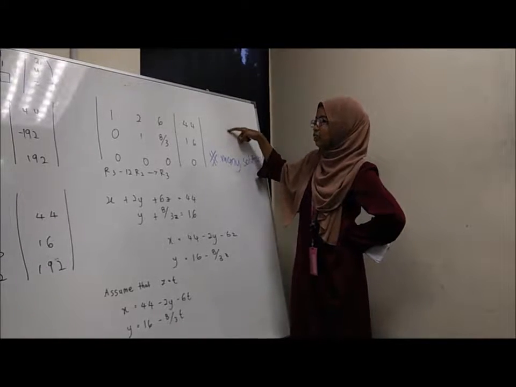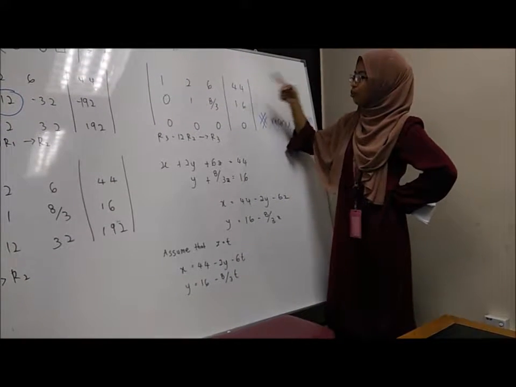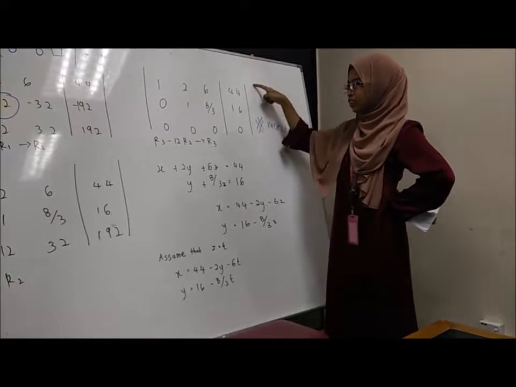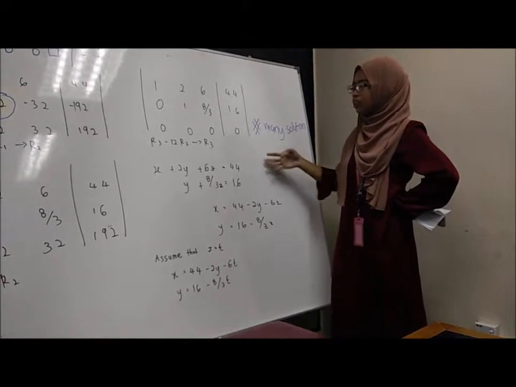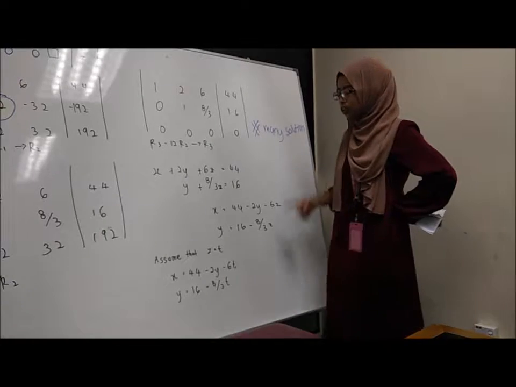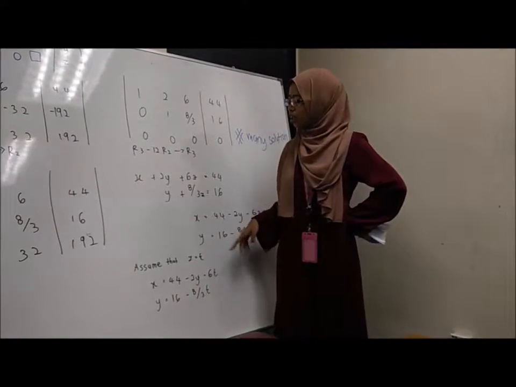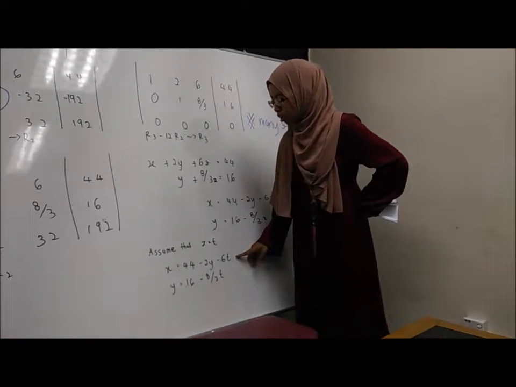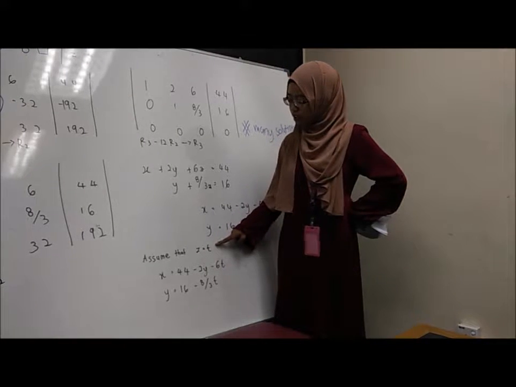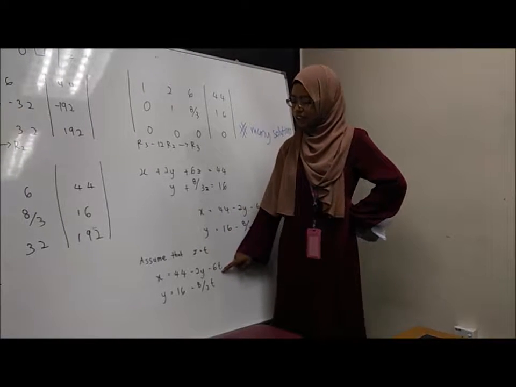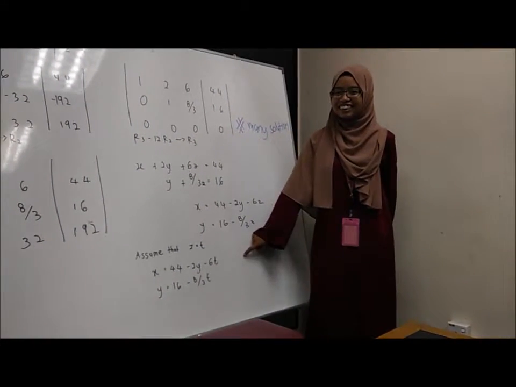So we write the equation x plus 2y plus 6z is equal to 44, and follow from up here and become this. But since our z is 0, we need to assume that z is equal to t. Actually, not only t, but other alphabets we can use. We need to assume that z becomes t. Then we get this final answer. Okay, that's from me. Thank you.